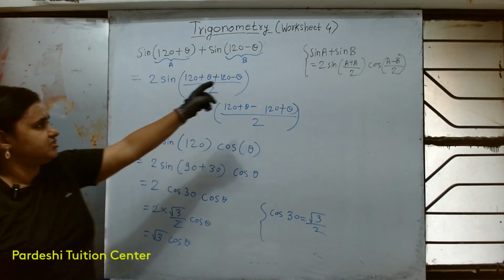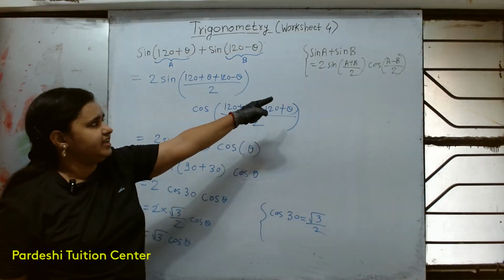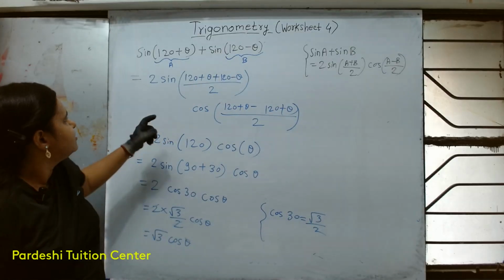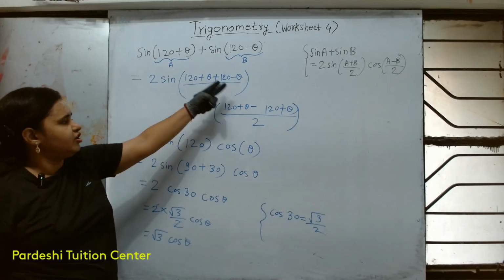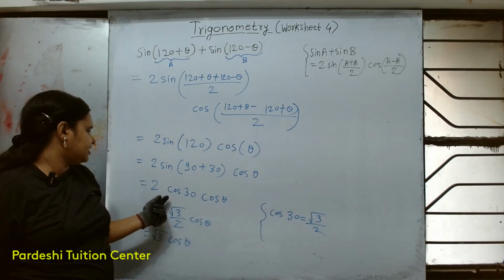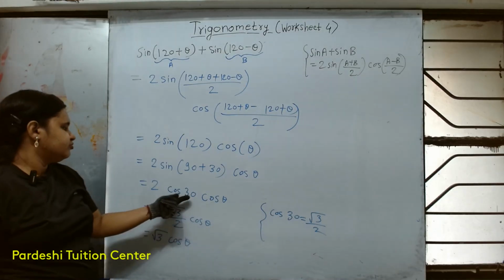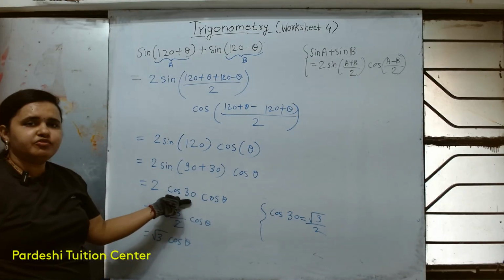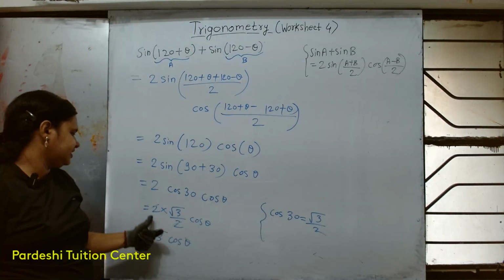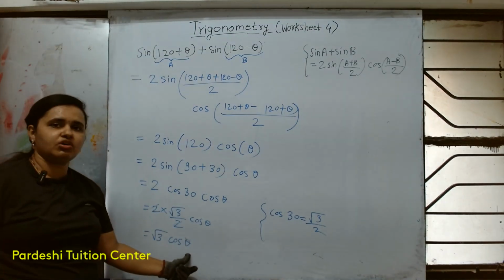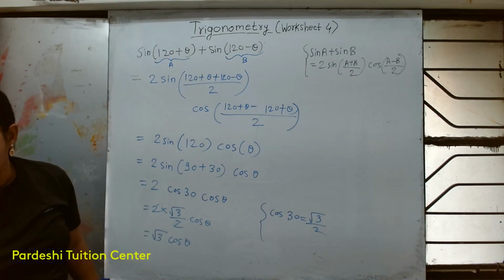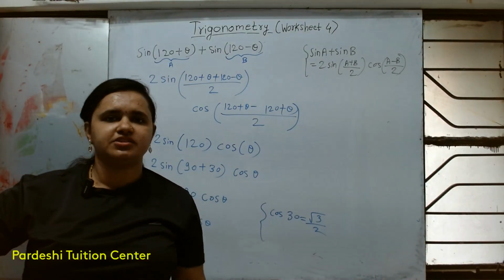We have just used that identity again, sin A plus sin B. So we have just put the value of A and B and solved, and again we found 2 cos 30 cos theta. We put the value of cos 30 as root 3 by 2 and found root 3 cos theta as our answer. So the second option is our answer, root 3 cos theta.